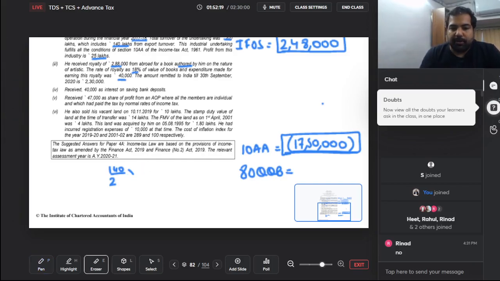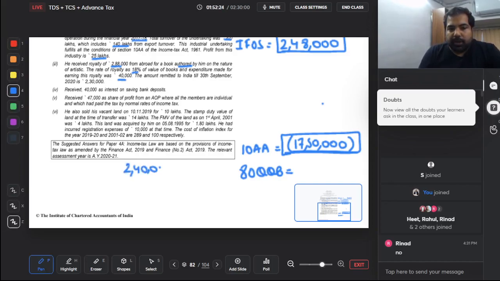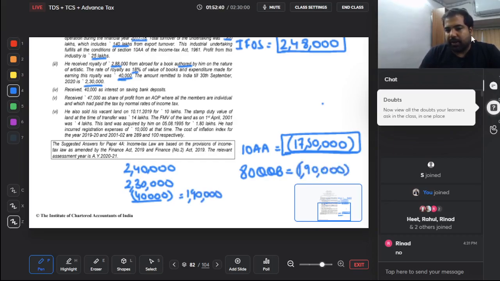That is step number 1. Out of 2,40,000, he received into India only 2,30,000. So that is 2,30,000, step number 2. And from that, the 40,000 deduction we've already given you, so that we'll have to minus. So 1,90,000 is the deduction under 80QQB. Is this final? Yes, this is final. Also putting it in a box. Next, received 47,000. I'm not going to discuss this because this has now been removed and put for CA Final only. He also sold his vacant piece of land.